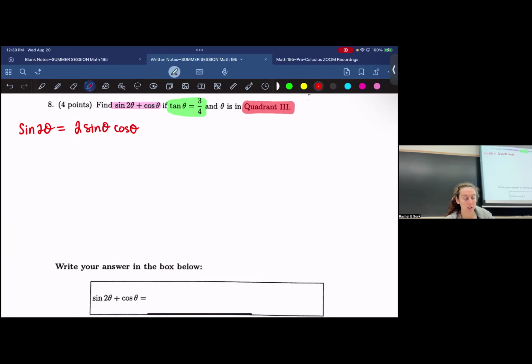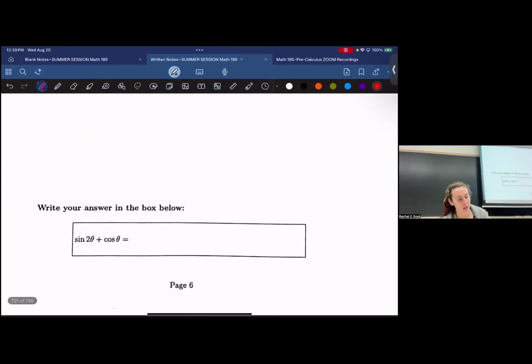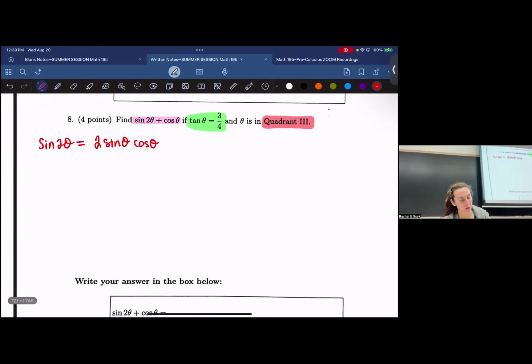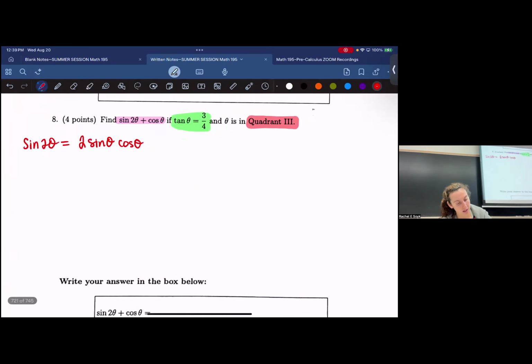So tan is always positive in that third quadrant, but sine and cosine aren't. Those are negative values. So what we can do is first let's zoom in on what we have in green here. If our tan theta is 3/4, ooh, Pythagorean triple. Really be on the lookout for Pythagorean triples tomorrow.